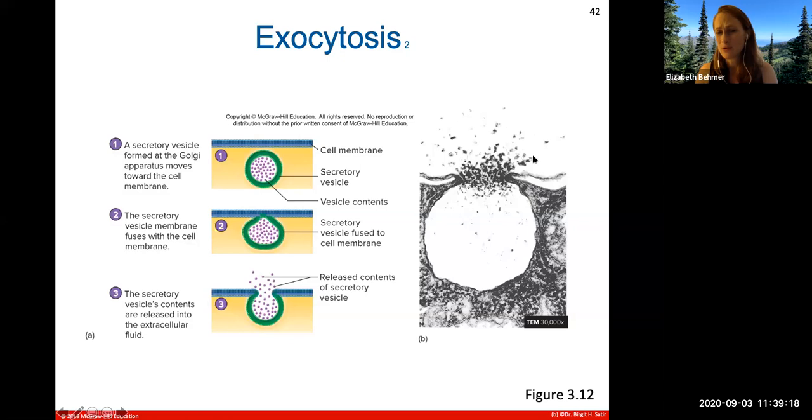This is a really cool image, this is transmission electron microscopy. That's what TEM stands for. It's at 30,000 times magnified, actually showing exocytosis occurring with this vesicle fusing together with the cell membrane and the contents being spit out. So kind of cool there. Questions so far? Again, these are all forms of active transport, so they require energy.